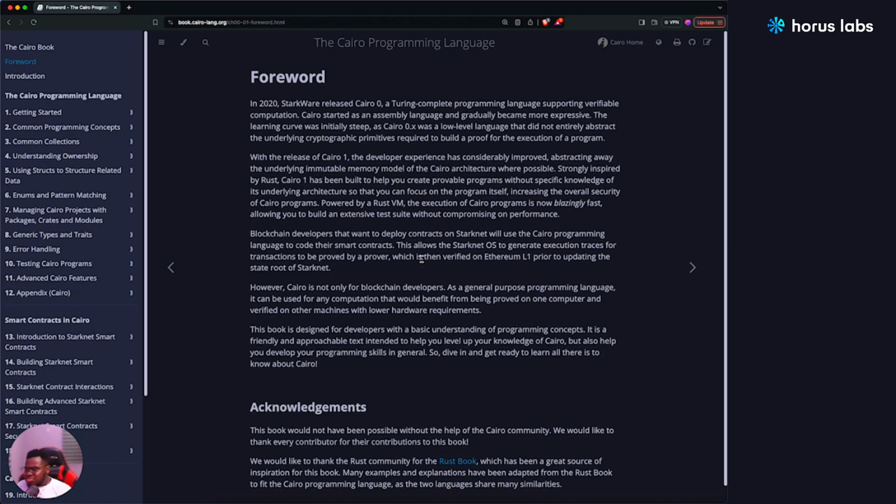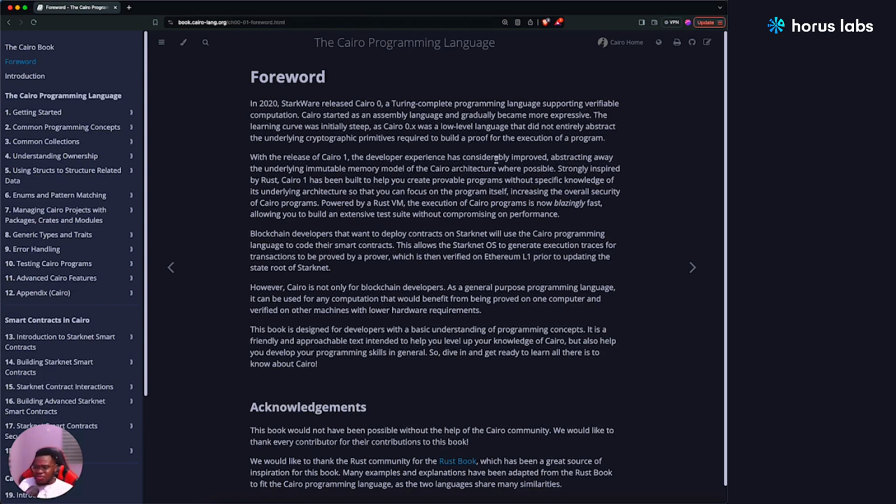in the past, before the invention of Cairo, to create provable programs you most times needed to represent your programs using a set of polynomials over a finite field, which is a process popularly known as arithmetization. Examples are the rank one constraint system, which is very popular in circom and so on, and also the algebraic intermediate representation, the AIR, which is what Cairo uses.